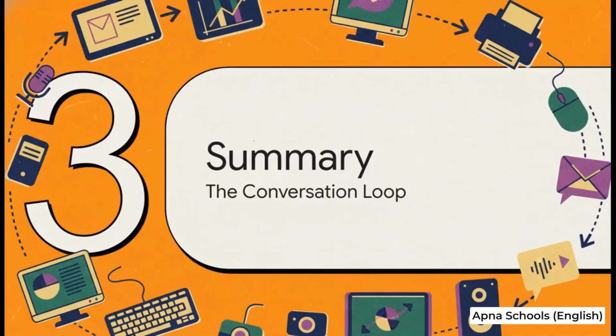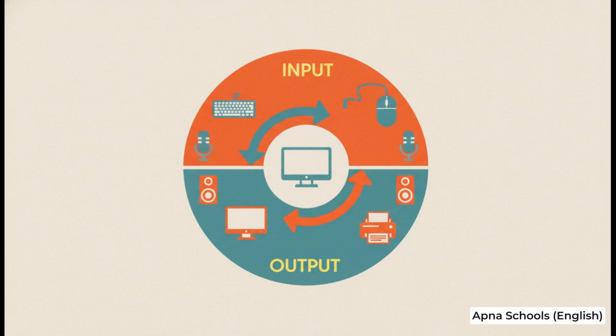So there you have it. We've covered how we talk to the computer and how it talks back. Let's just take a second and bring it all together to summarize this entire conversation loop. Okay, so the single most important thing to remember is this. Input is you giving instructions to the machine. Output is you getting results from the machine. You click, you type, you speak. It displays, it prints, it plays a sound. It's a perfect continuous circle of communication.